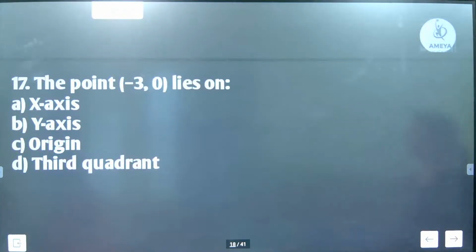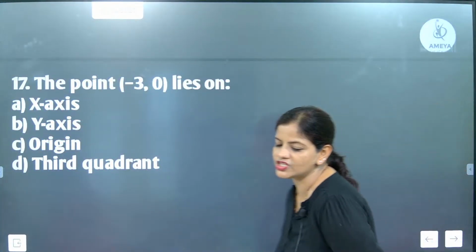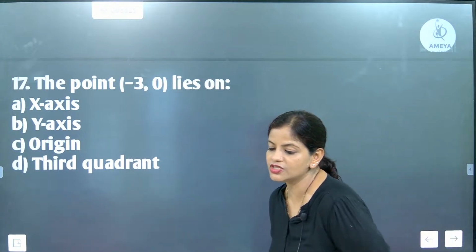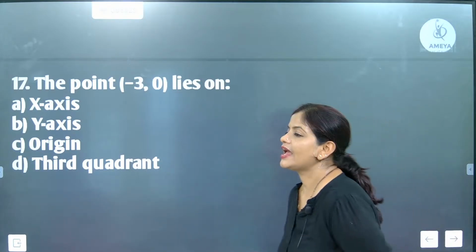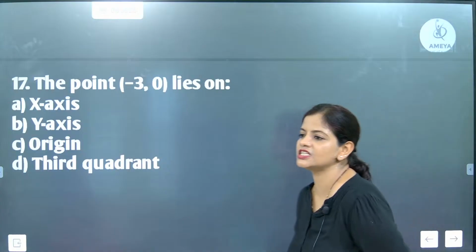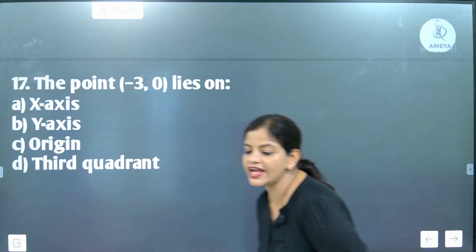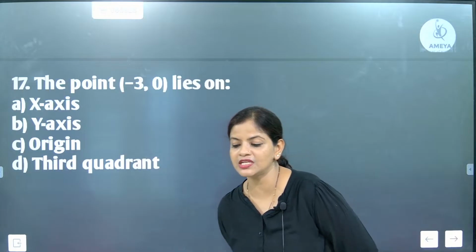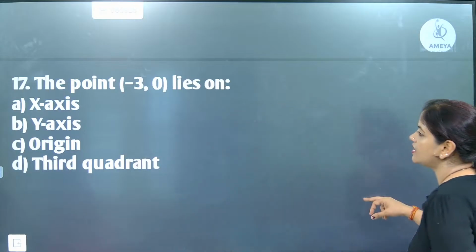The point (-3, 0) lies on which axis? Just now I have given the introduction. It is on which axis? Come on, say x-axis. It is on the x-axis. Which side of the x-axis? Positive of the x-axis or negative of the x-axis? Negative of the x-axis. Absolutely correct. Online children have given the answer correctly.